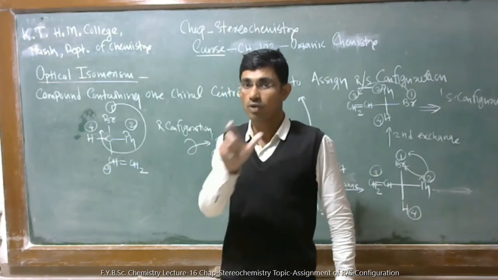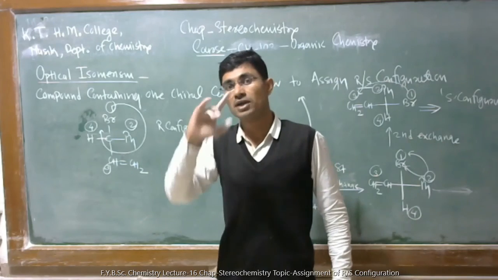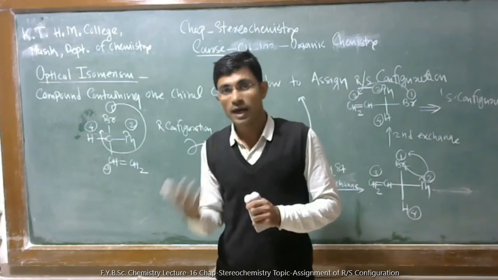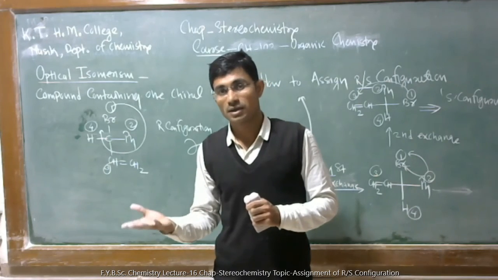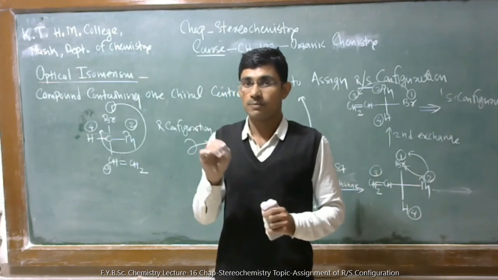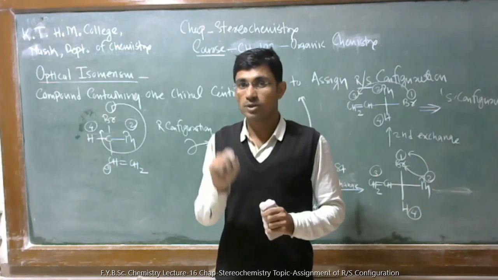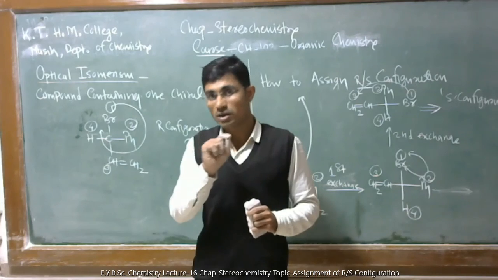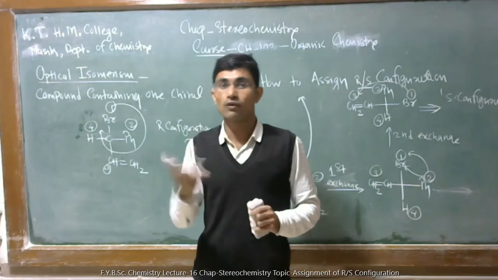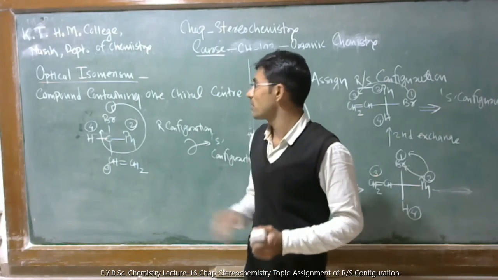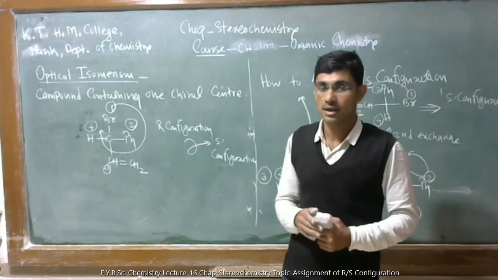But in this method, you have to hide the fourth priority group, and then consider the sequence of the other three groups. When anti-clockwise, S; clockwise, R. But if the lowest priority group is on the horizontal line, that time you have to invert that configuration. R becomes S, S becomes R. So in this way, you have to assign the R and S configuration.